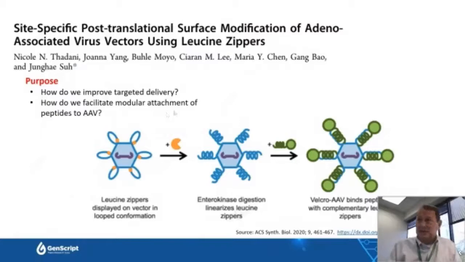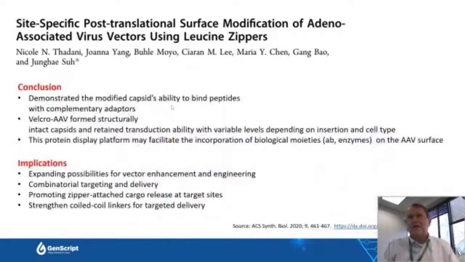The conclusions, what they concluded, it demonstrated that the modified capsid's ability to bind peptides with complementary adapters enhance the viral production. The Velcro AAV forms structurally intact capsids and retain transduction ability with variable levels depending on the insertion and cell type. This protein display platform may facilitate the incorporation of biological moieties such as antibodies and enzymes on the AAV surface. And GenScript is setting this type of platform up.